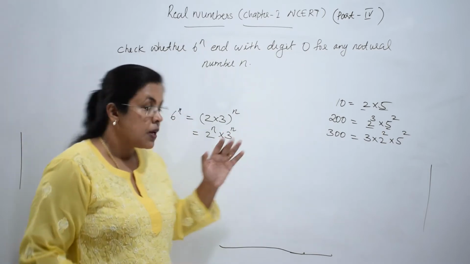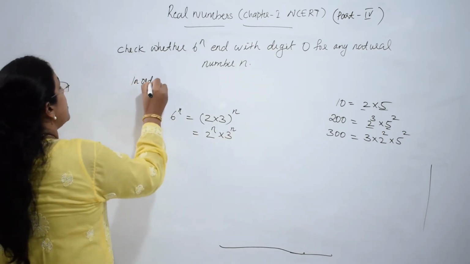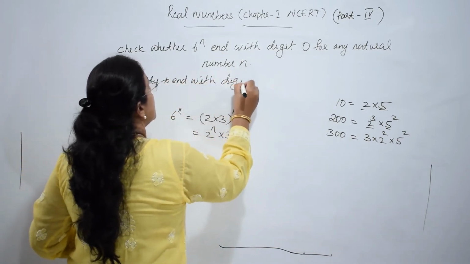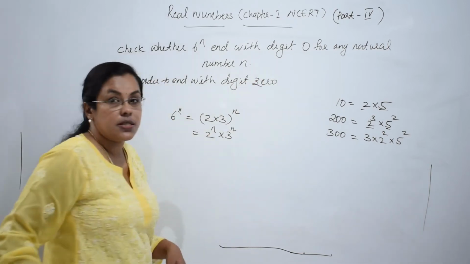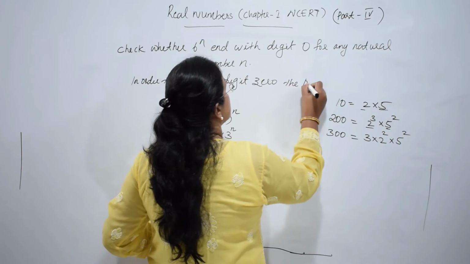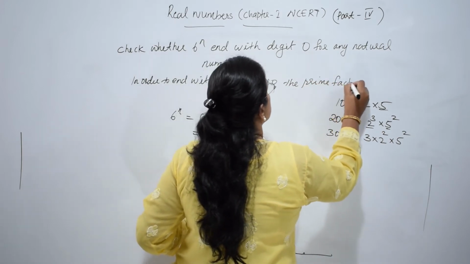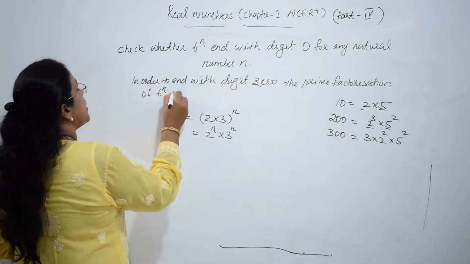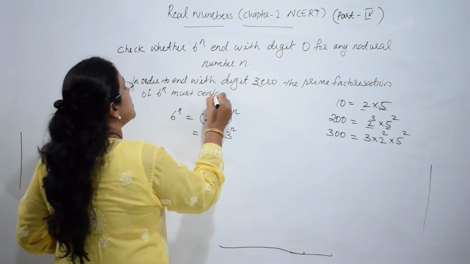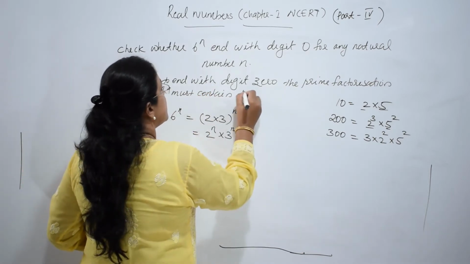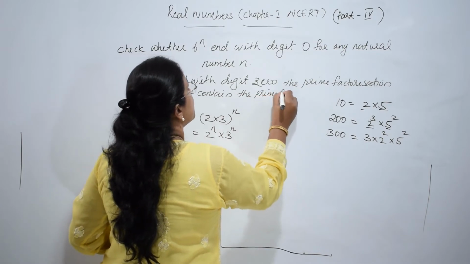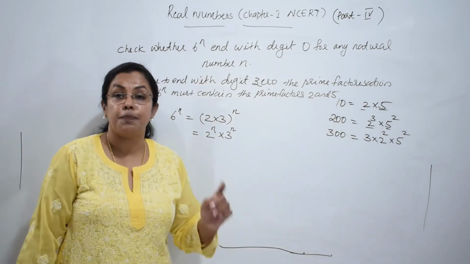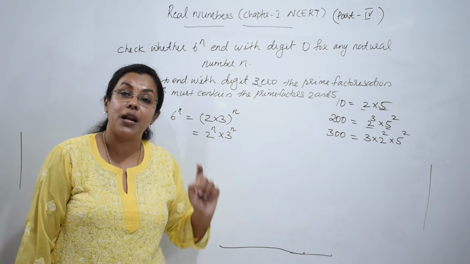How to write this? In order to end with digit 0, the prime factorization of 6 raised to n must contain the prime factors 2 and 5, 2 as well as 5.